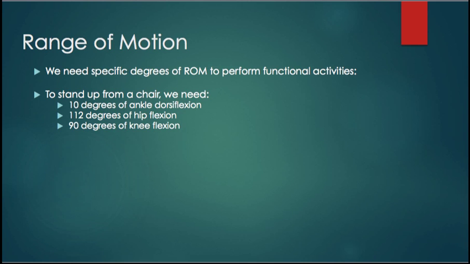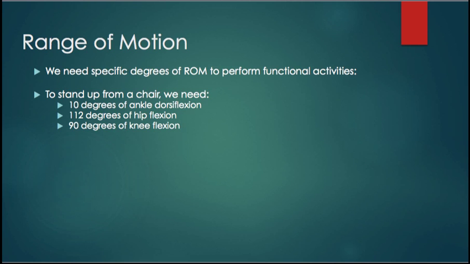Range of motion, or a joint's ability to move through space and how far, is an important factor in someone's ability to function. We need specific degrees of range of motion to perform functional activities. For example, in order to stand up from a chair, we need 10 degrees of ankle dorsiflexion, 112 degrees of hip flexion, and 90 degrees of knee flexion.